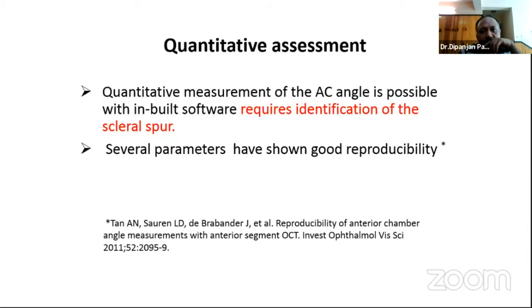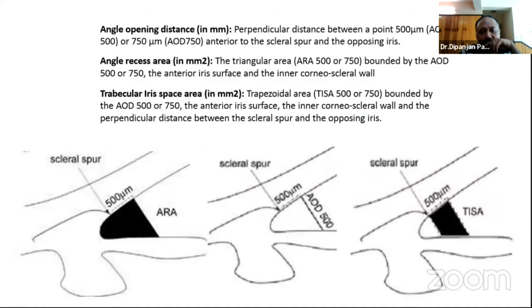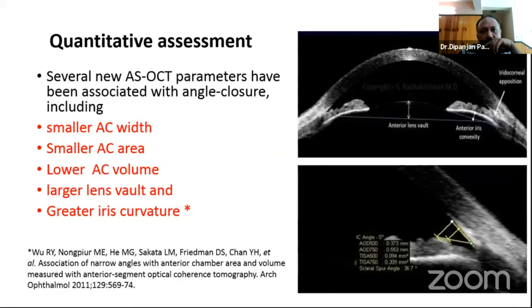Quantitative assessment of the angle is possible with the built-in software, which requires identification of the spur, and several parameters have shown good reproducibility, like angle opening distance, angle recess area, and TISA, the trabecular iris space area. Several new ASOCT parameters have been associated with angle closure, including smaller AC width, smaller AC area, lower AC volume, larger lens vault, and greater iris curvature.